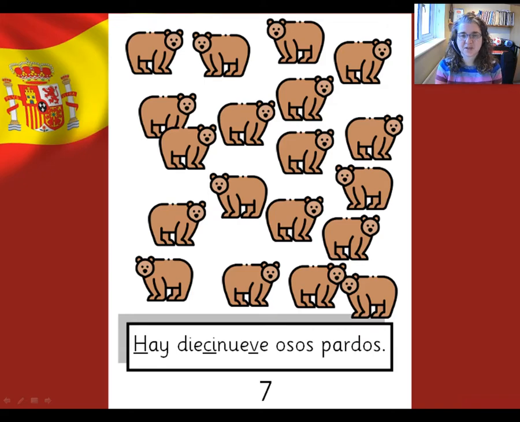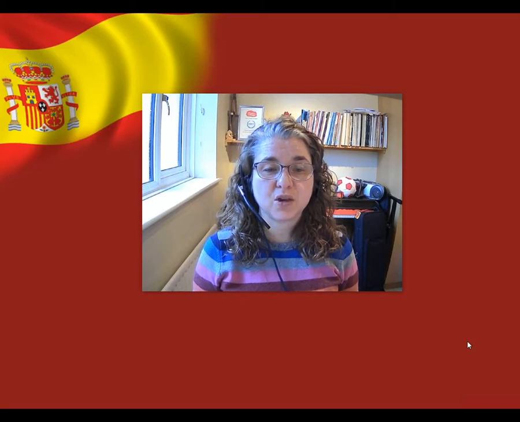What's the last thing that we can find in the animal park? That's right. There are 19 brown bears. So there are a lot of animals in this animal park, aren't there? Now, your last activity for today is going to be to make your own version of the story that we just read. And to do that, you're going to make a mini book to put your story in.